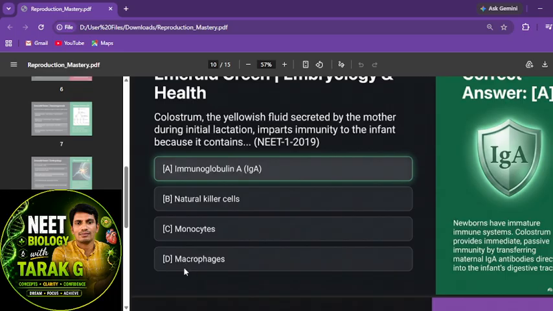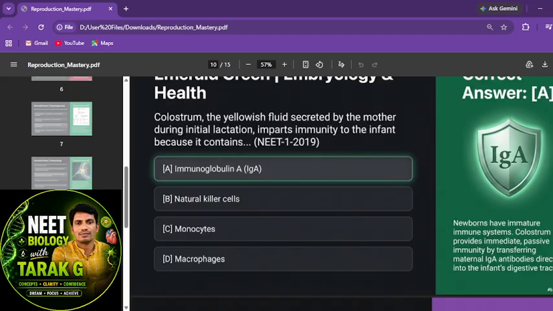Newborns have immunoglobulin A, IgA. Actually, how many immunoglobulins are there? You learned this in class 5. I have given it as a code: MAD EG, right? MAD EG. Like that you have to remember: M for mu, IgM; A for alpha; D for delta; E for epsilon; G for gamma.